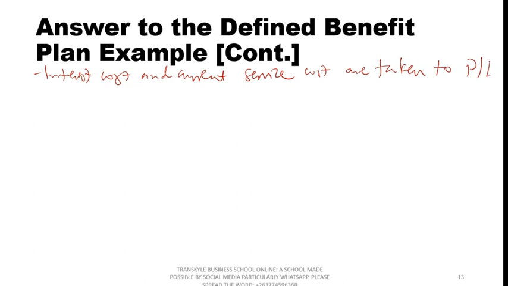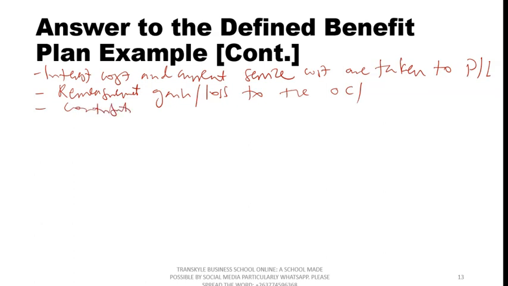All right, then remeasurements, gain or loss, to the other comprehensive income. Now contributions to the plan are credited to the bank.